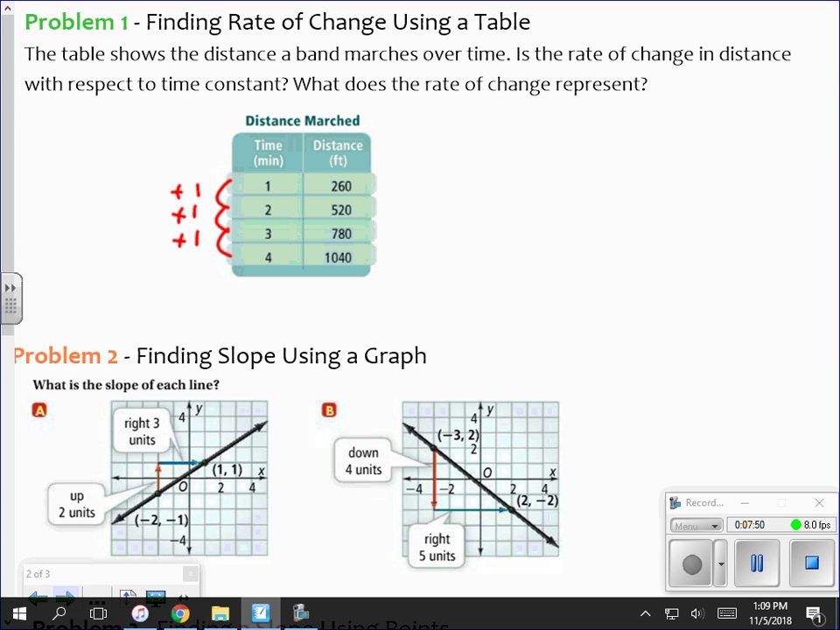The other one, I want to see if it's the same way. So what I have to do is some subtraction here. First, I have to turn my calculator on. Okay, so 520 minus 260. And this one goes up 260. Does it go up the same amount on the next one? 780 minus 520. Ooh, it's 260.